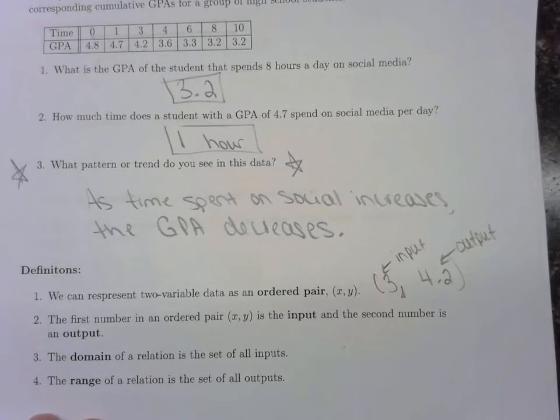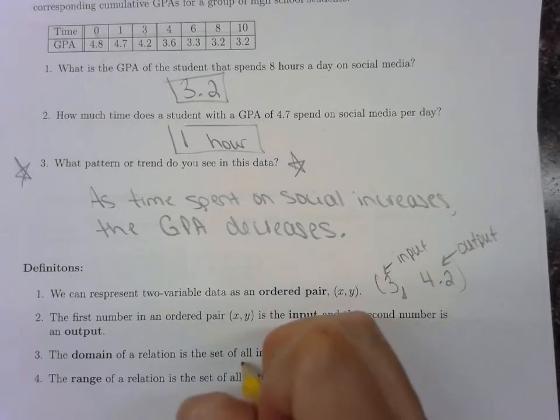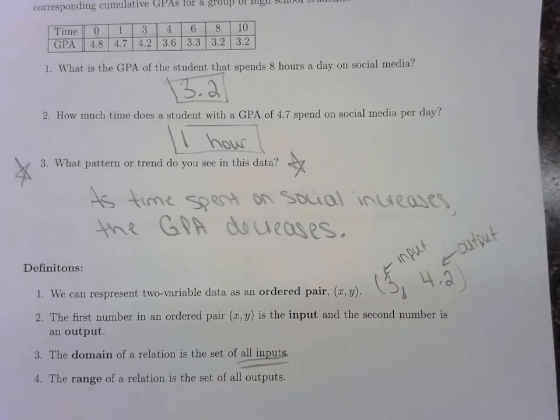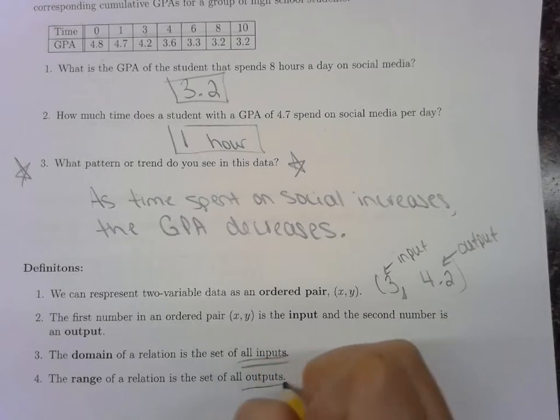The domain of a relation is the set of all inputs. Okay, so the domain is your inputs. The range of a relation is a set of all outputs. Okay, how I remember this is it goes in alphabetical order.